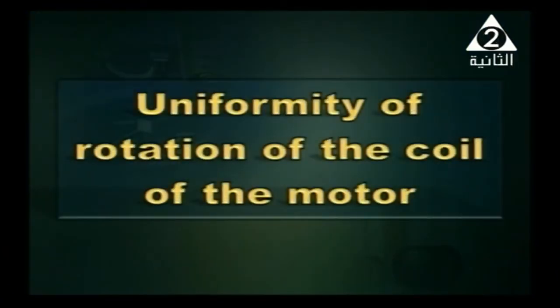And now talking about uniformity of rotation of the coil of the motor. Actually, what happens when the coil is running, the sides of the coil of the motor cut the magnetic flux lines and an EMF is induced in it. So we've got induced current. This current will be responsible for uniformity of rotation.